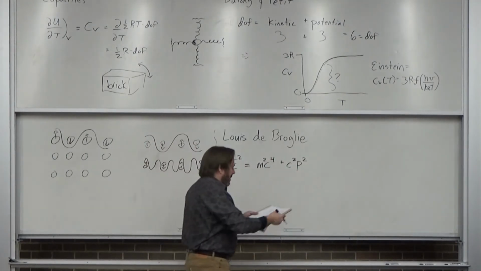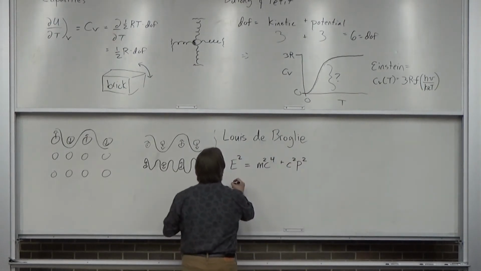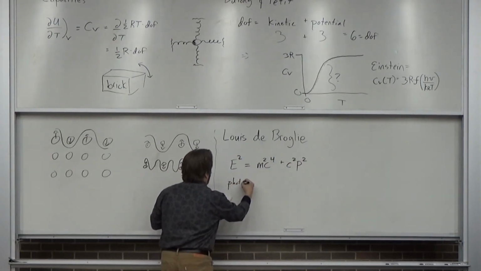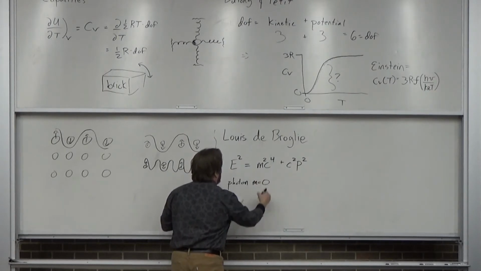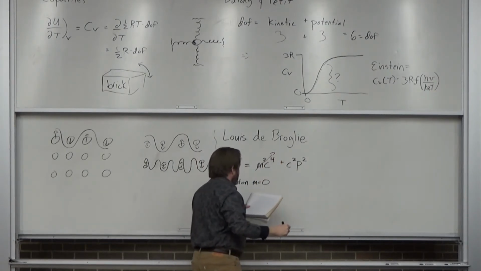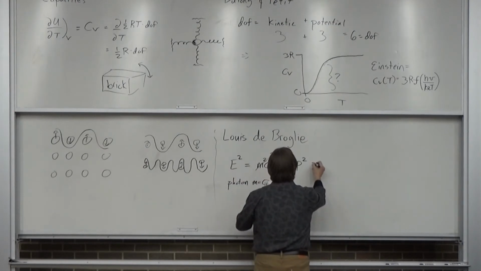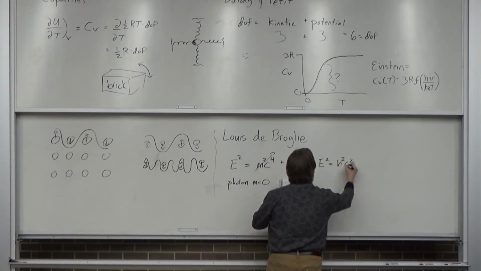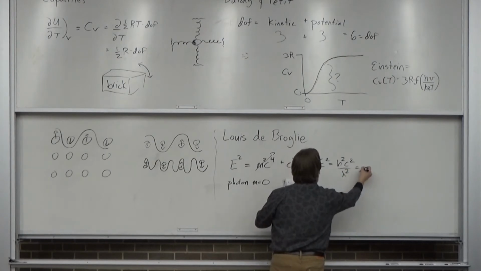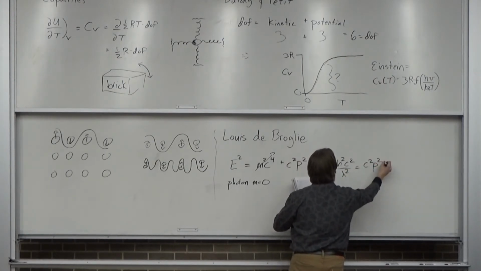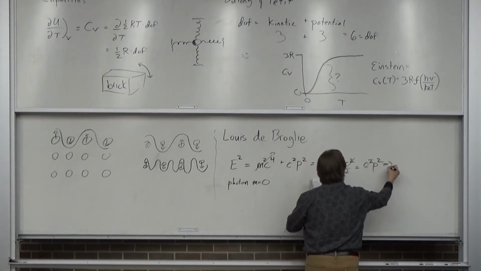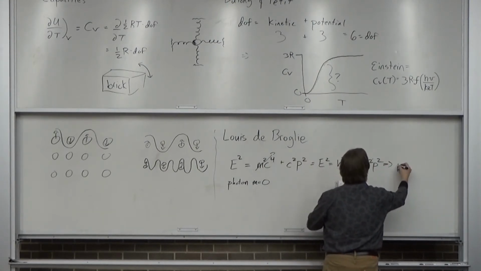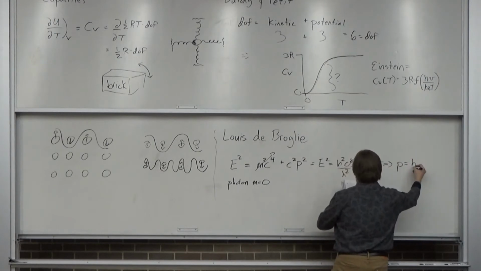One of the cool things about this deal is for a photon, remember we just talked quite a bit about photons. Photons have no mass, so let's get rid of that guy. And what you find is that E squared, which is, I know it's redundant, for a photon is h squared c squared over lambda squared, equal to c squared p squared. The c's cancel, and therefore, this is a bit of a feat, isn't it? Momentum is h over lambda. Okay.